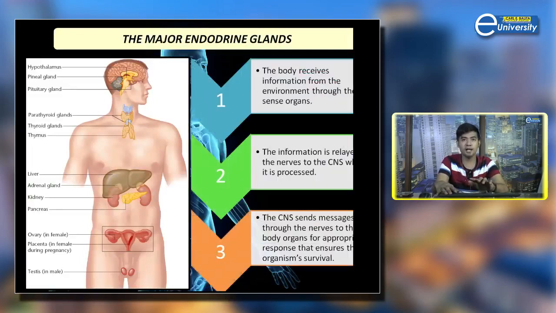So, the major endocrine glands. The body receives information from the environment through the organs. That information serves as the stimuli. And the information is relayed by the nerves to the central nervous system where it is processed. And then later on, the brain will send messages to the nerves and to the body organs, especially the endocrine glands, to release what we call hormones to provide a solution or to maintain homeostasis for the specific problem.